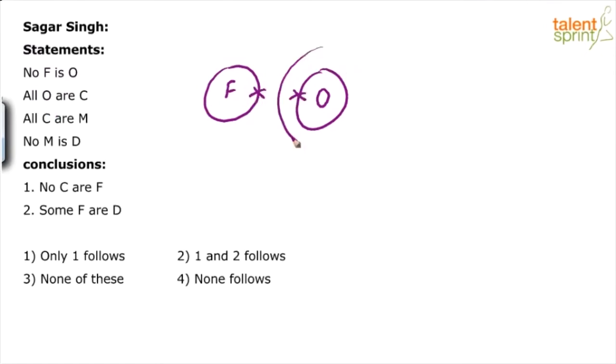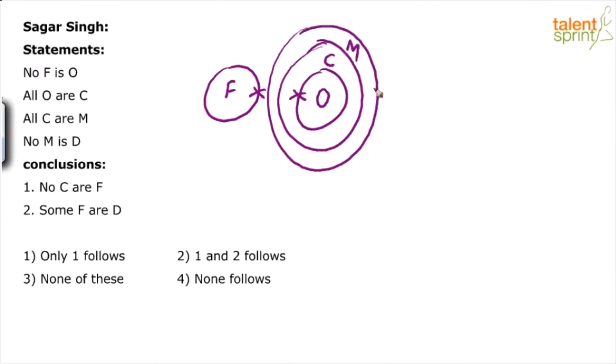All O are C. And all C are M, right? Okay, so this is the diagram. No F is O. All O are C. All C are M.